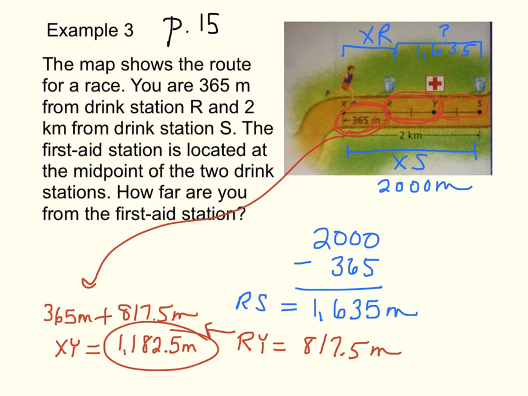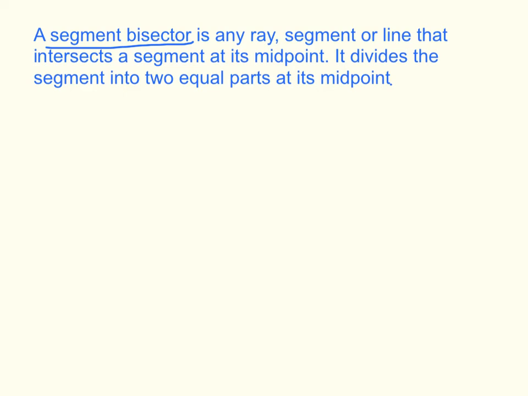Our next vocab word is a segment bisector. Before you even write this down or look at it, I'm just going to draw something for you. I'm going to draw a segment. We're going to call it AB. M is the midpoint. I then am going to draw a line. Now, the line is a segment bisector. Well, what do you think that does? If the line is a segment bisector, what does the line do to the segment? It divides it into two equal pieces. That is what is called a segment bisector.